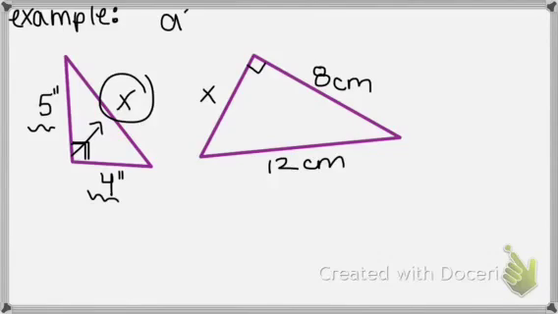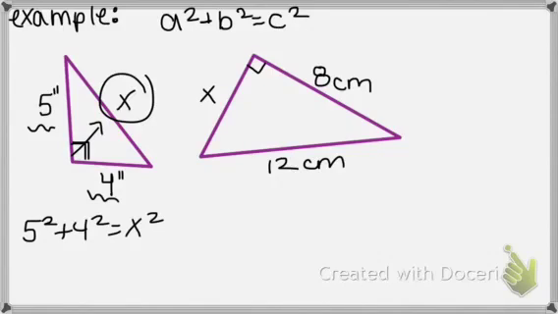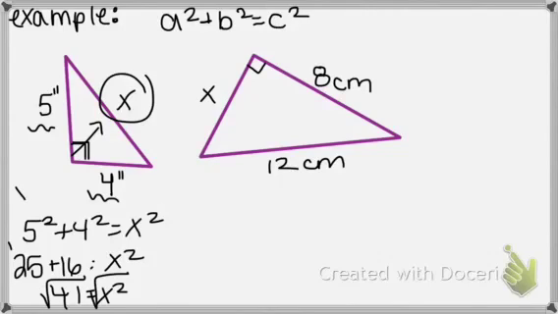So we're going to use our a squared plus b squared equals c squared. And we're going to say that 5 squared plus 4 squared equals x squared. So what's 5 squared? It is 25. And 4 squared is 16. And x squared. So we now combine like terms, and we get 41 is equal to x squared. So the exact number for our hypotenuse is x equals the square root of 41. If I wanted the approximate, again, we would plug that into our calculator and see what we get.